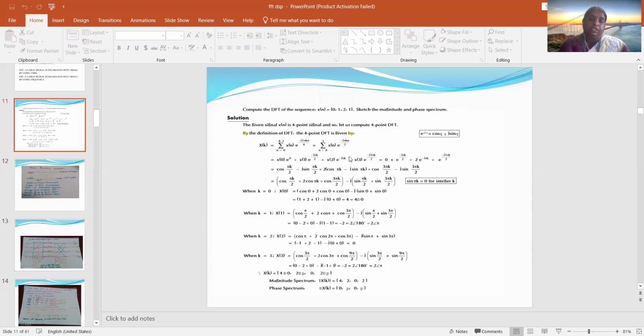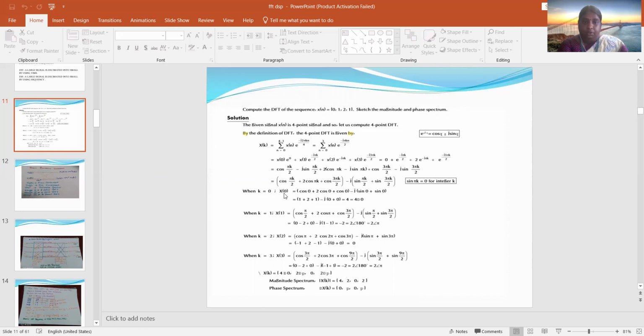The definition of the DFT, discrete Fourier transform, is X of k equals summation n from 0 to N minus 1 of x of n e to the power minus j 2 pi k n by N. Here N minus 1 is 4 minus 1, which is 3. So you substitute the values: x of 0 e to the power 0 plus x of 1 e to the power minus j pi k by 2, and similarly x of 3. Like this it goes on, and we get the final answer after substituting.